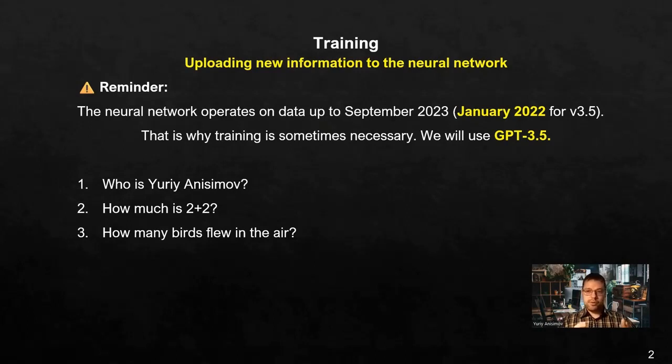Remember that ChatGPT operates based on information up to September 2023 if it's version 4, or January 2022 if it's version 3.5. So we're going to use the 3.5 version. It's better for training because version 4 is trained in much more situations than 3.5. So 3.5, yeah, it's easier to train. And we'll ask some questions.